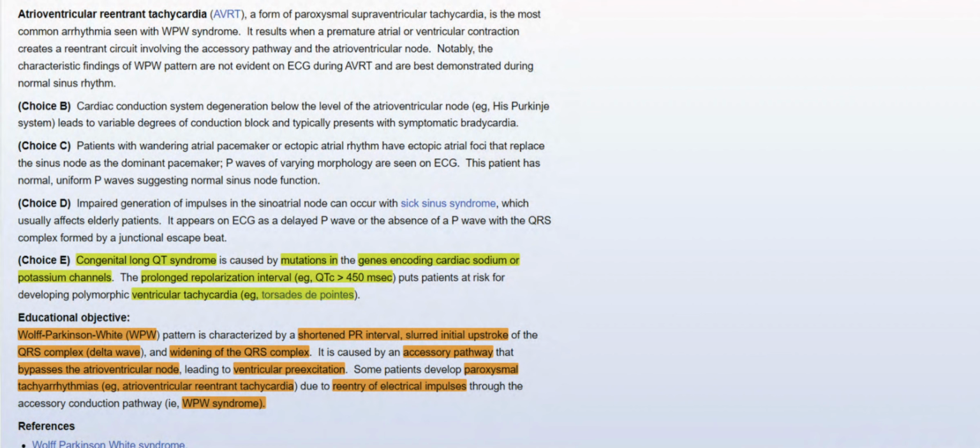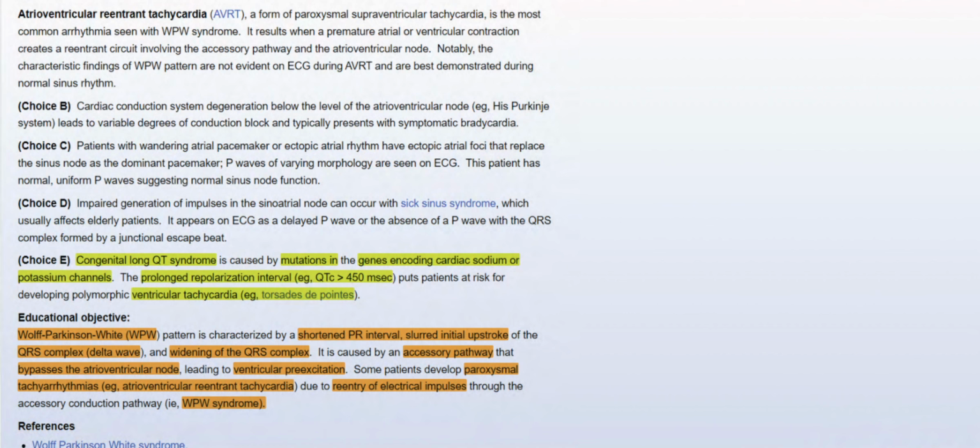So Wolff-Parkinson-White syndrome: shortened PR interval, slurred initial upstroke of the QRS complex, delta wave, widening of the QRS complex, accessory pathway bypassing the AV node, ventricular pre-excitation, paroxysmal tachyarrhythmias, atrioventricular reentrant tachycardia, re-entry of electrical impulses. That would lead to Wolff-Parkinson-White syndrome.